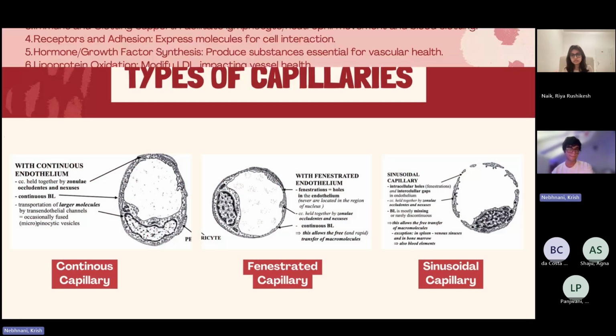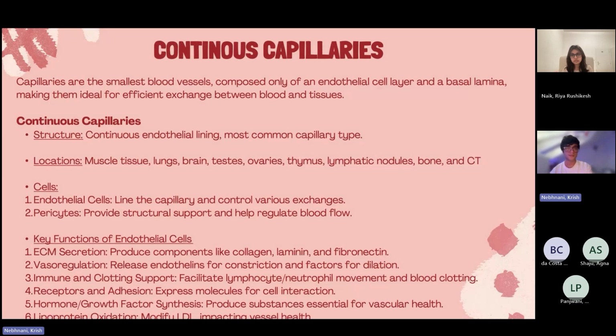So, just a gist of what I was talking about: continuous capillaries have a continuous endothelial lining and are the most common type of capillary. They are present in muscle tissue, lungs, brain, and testes. The two types of cells present here are endothelial cells and pericytes. The endothelial cells basically help in ECM secretion. The ECM secretion means collagen, laminin, and fibronectin. They also help in vasoregulation, which is basically regulation of the vessel.